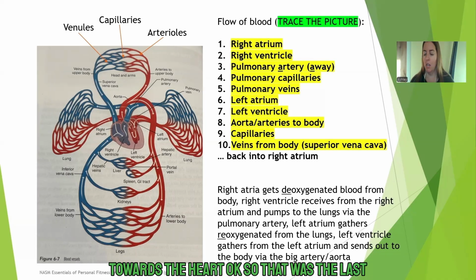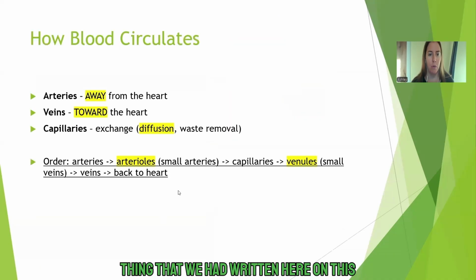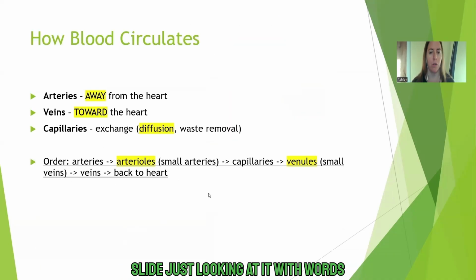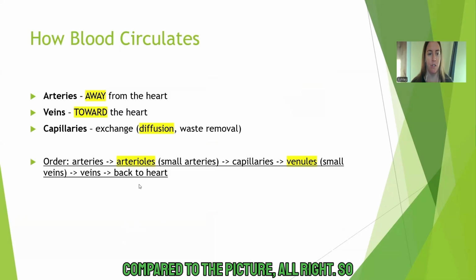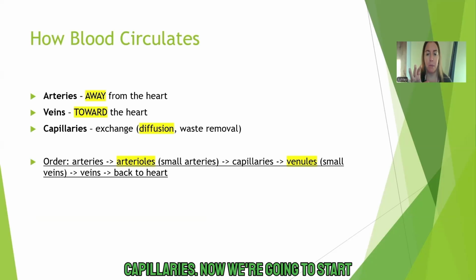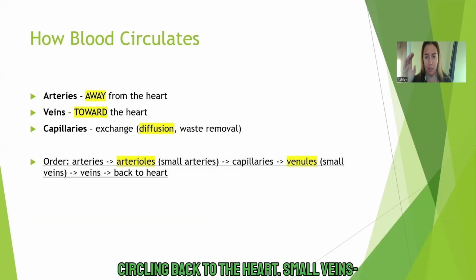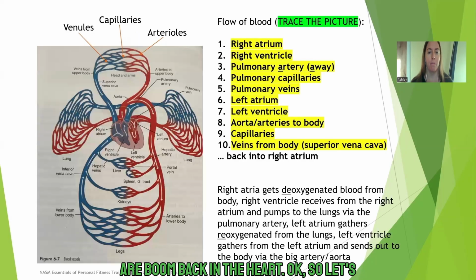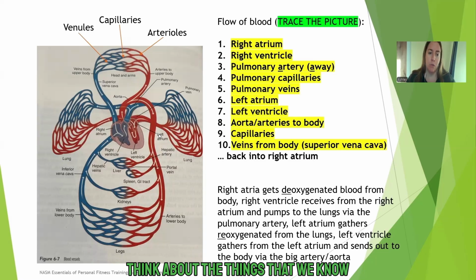Okay. So that was the last thing that we had written here on this slide, just looking at it with words compared to the picture. All right. So the order is going to be arteries into the arterioles, exchange, diffuse at the capillaries. Now we're going to start circling back to the heart, small veins, venules, into the big veins, and then, boom, back in the heart. Okay. So let's think about the things that we know so far.